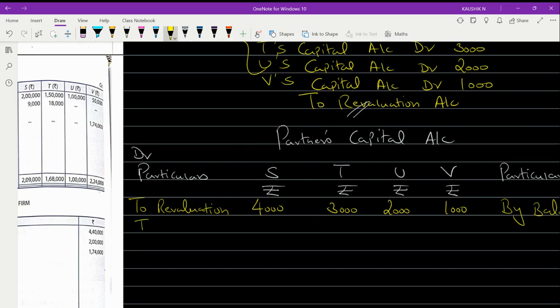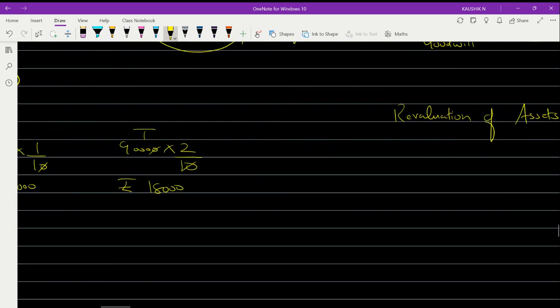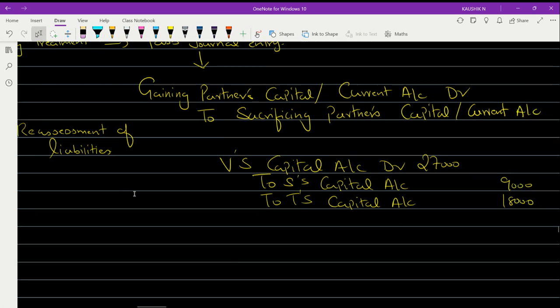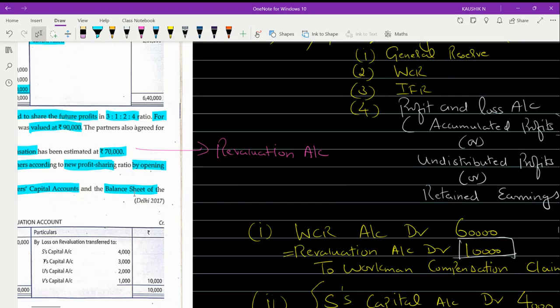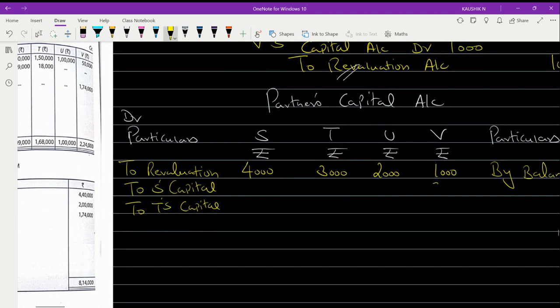To S capital, to T's capital. So look here, from where the amount is getting debited, the amount is getting debited from whose capital? From V's capital. So in V you have to record these two values, 9 and 18. So in V you are going to record the amount of 9,000 and 18,000.